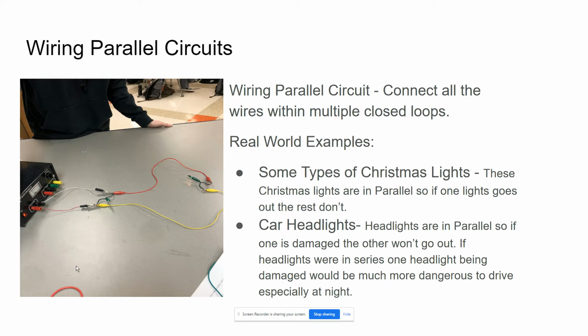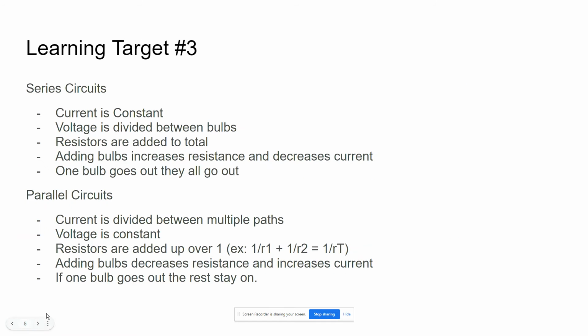Some examples would be some types of Christmas lights. If one light goes out, then the rest won't. And headlights, so if one headlight goes out, the other one won't, because if it was in series, then it would be a lot more dangerous if one headlight went out, because then you would have no headlights.